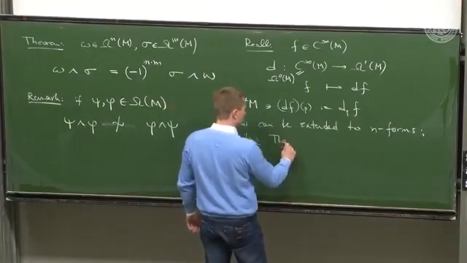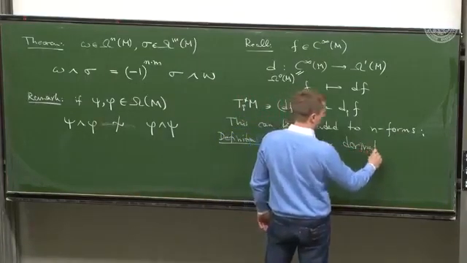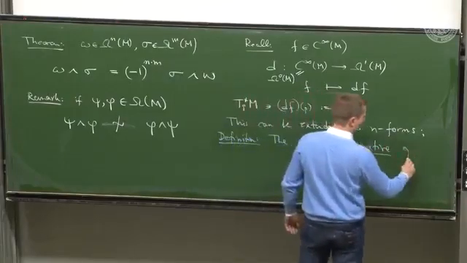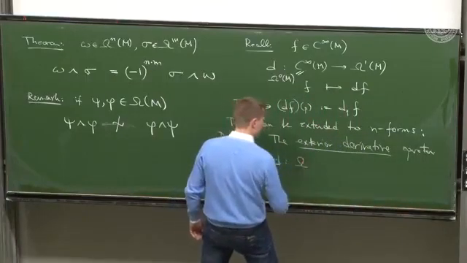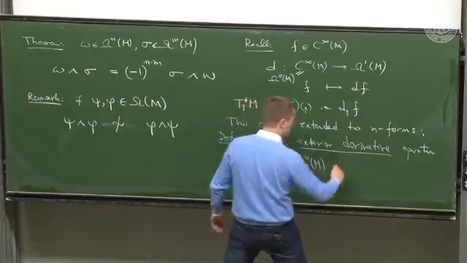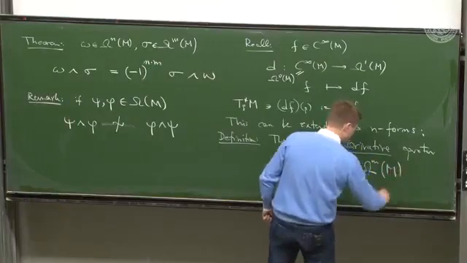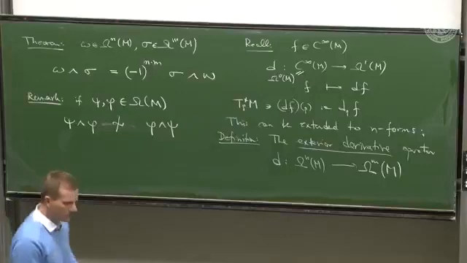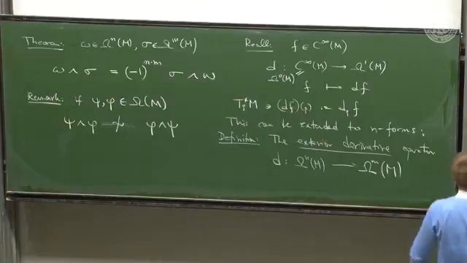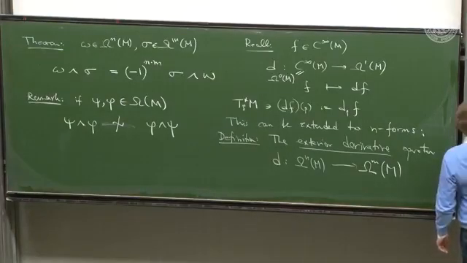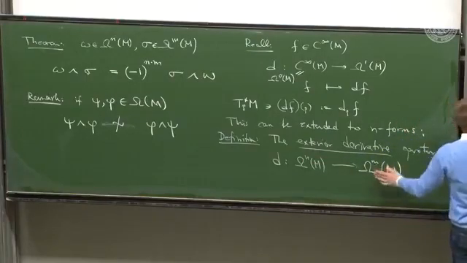The exterior derivative operator, d, takes an n-form on M and sends it to an (n+1)-form over M, and it does so by virtue of the following definition, where d omega, okay, so omega is an n-form, so this whole thing is an (n+1)-form once I'm finished.